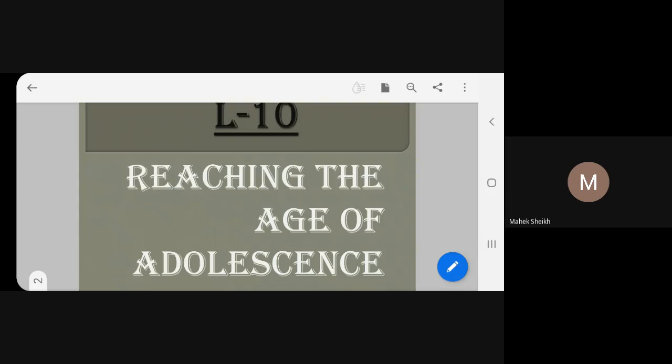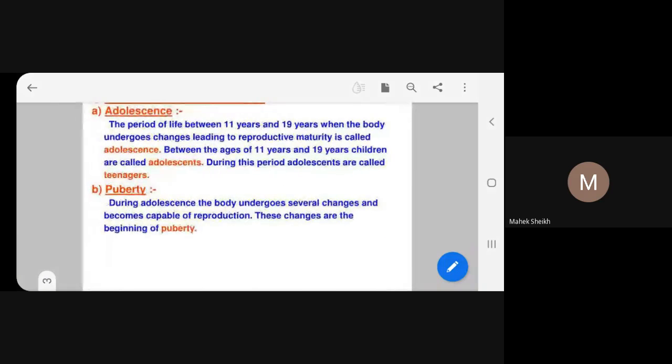Now, lesson 10 is regarding the state when the body is changing, because you all are in the adolescent period. That means you are reaching to be called adult. The period between 10 and 18, that you are in, you are called adolescent. What are you called, beta? Adolescent. And the period is known as adolescence. This adolescence period has another name, and that is called puberty. What is it called, beta? Puberty. Okay? This is what I'm going to describe more.